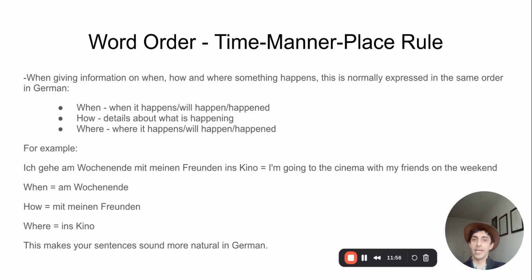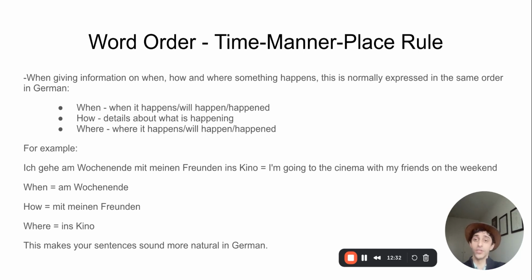The second rule here is time, manner, place. So this is likewise very important for GCSE, something that GCSE students typically take quite a lot of time to practice and go through for good reason. It's perhaps less common compared to the verb second rule, which you'll come across very often. But this is still the standard order that native German speakers would use when giving information on when, how, and where something happens.